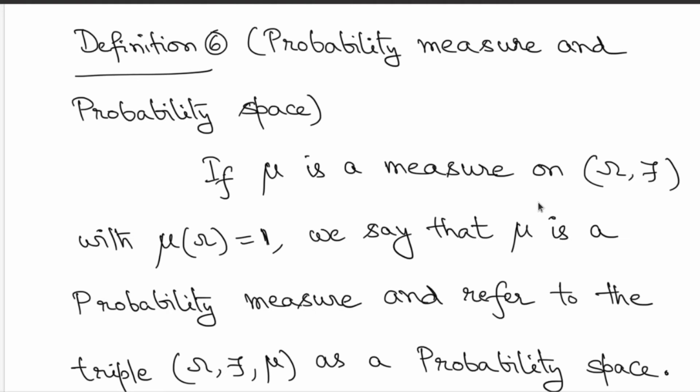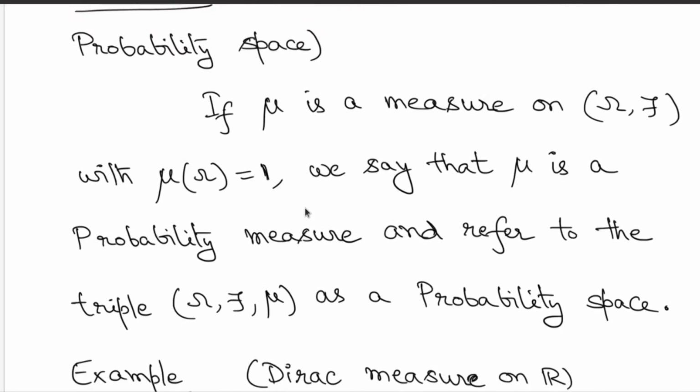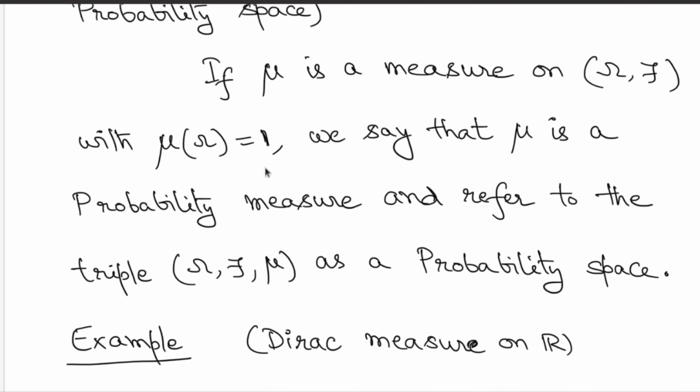We define that a measure mu is a probability measure if mu of omega is 1. So we are looking again at the size of the whole set according to the measure mu, and we are saying that if mu of omega is equal to 1, then we are going to say that mu is a probability measure on omega, script F, that measurable space.